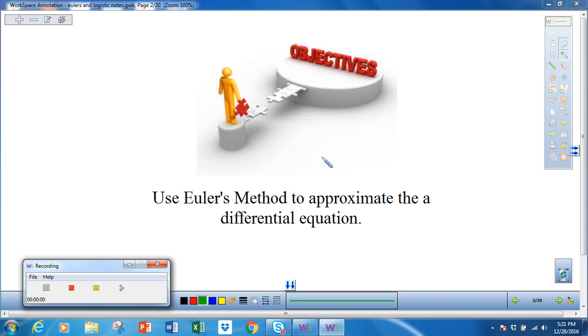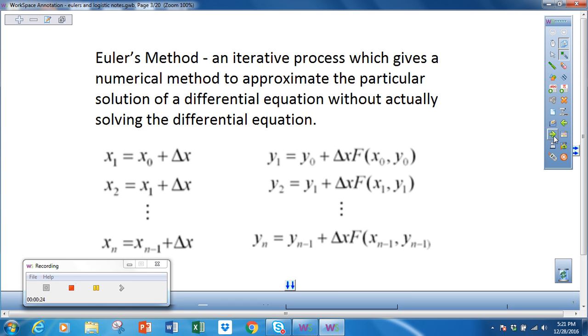Okay, so in this video we're going to look at Euler's method. Euler's method is used to approximate a differential equation. As you've seen, there are some differential equations we don't have the skills to solve. You'll learn those when you take Diffy Q in college. But sometimes we just want to approximate a differential equation, and we can do that with Euler's method.